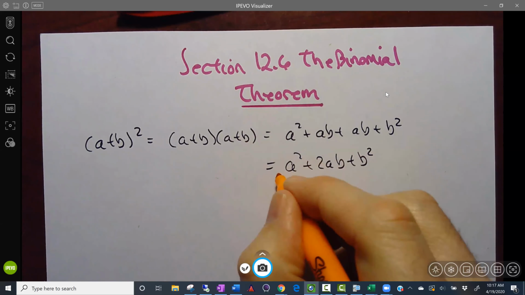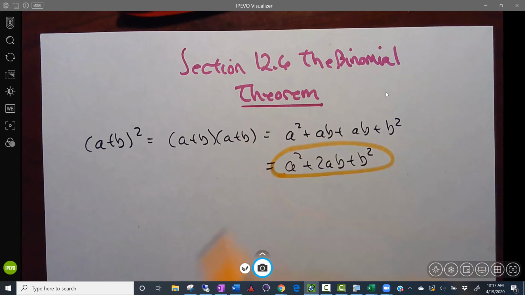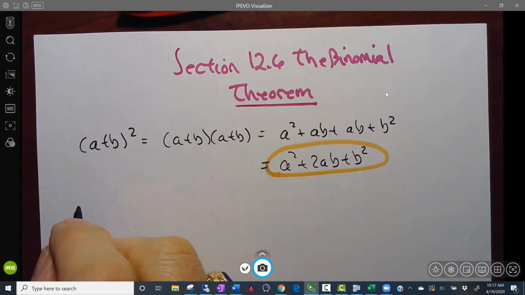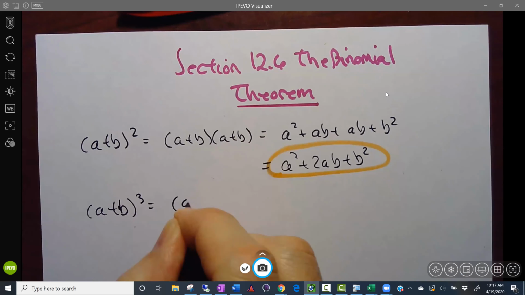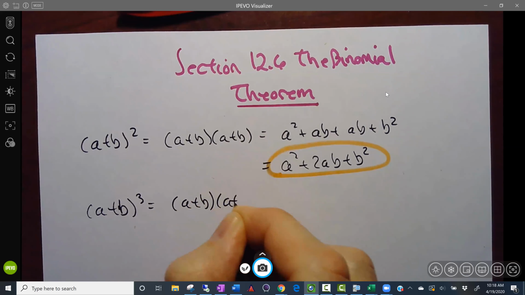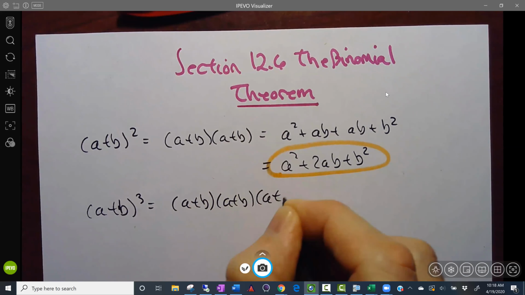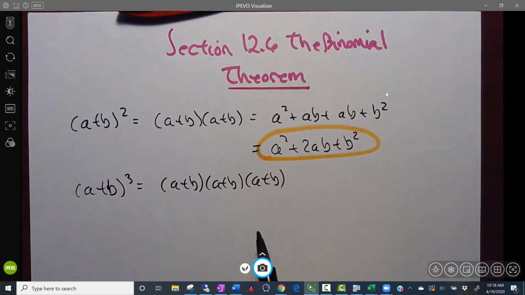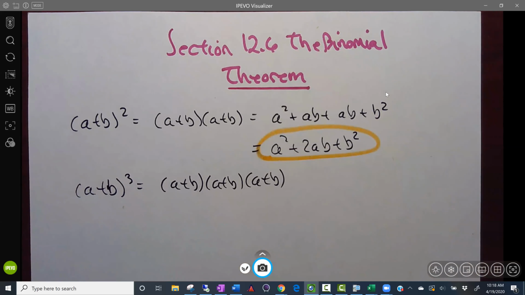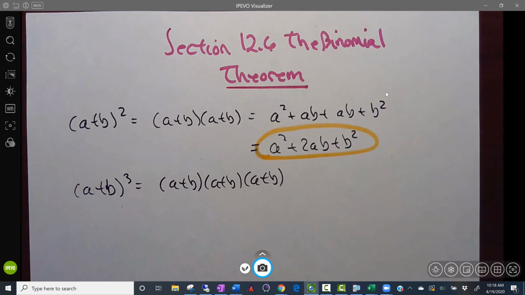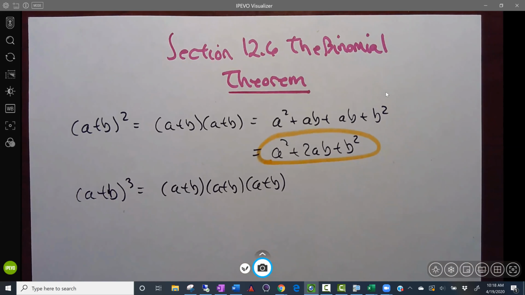The question is, well, what happens if I want to do a plus b cubed? And that starts to become more of a problem. A plus b cubed would be a plus b times a plus b times a plus b. And boy, multiplying that out becomes a lot more work. And you can do it, but the goal of this section is to help you find a more clever way to do that. And that more clever way to do that is with something called Pascal's triangle.